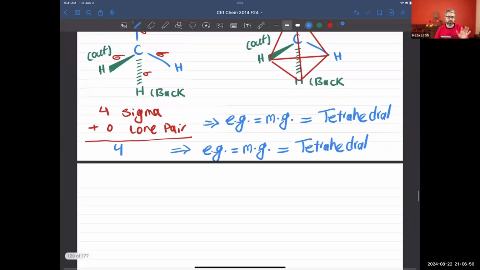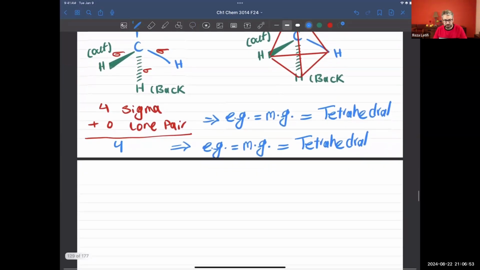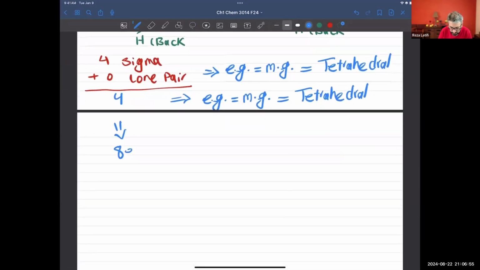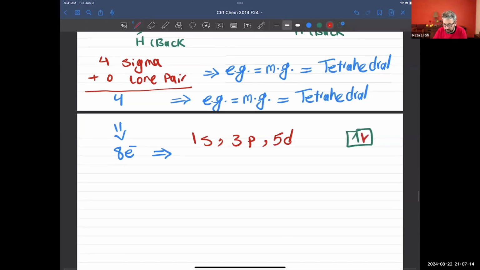Because I have 4 pairs, or 4 sigma bonds, that means I have 8 electrons. I need to have 4 orbitals to accommodate them. Always start with this: 1 from S, 3 from P, and 5 from D. Keep using those orbitals until you accommodate 8. You can put 2 electrons in each orbital. It doesn't matter which orbital, because the max you can put in it is 2 electrons. So I have 4 pairs.